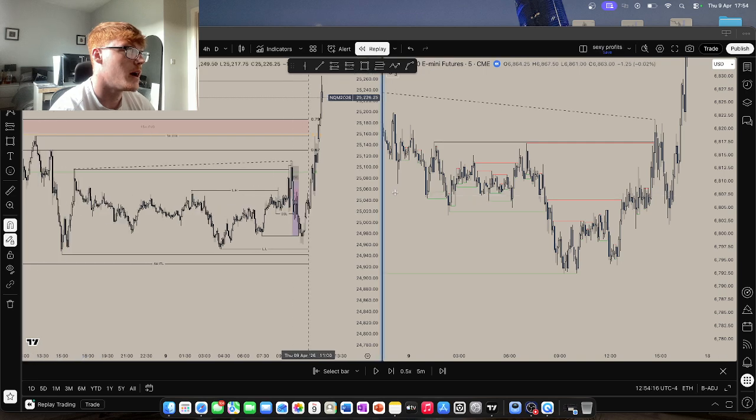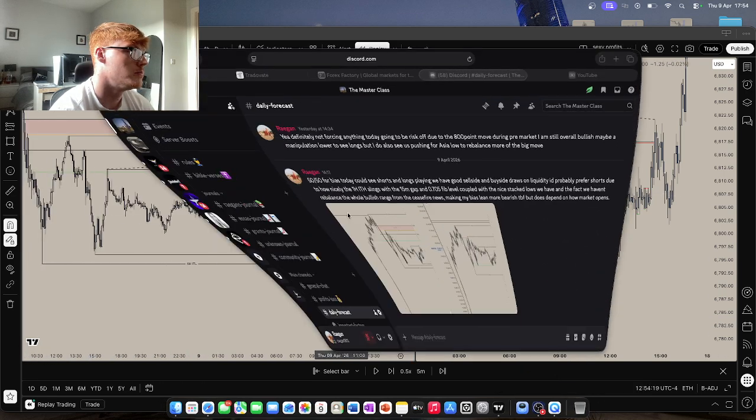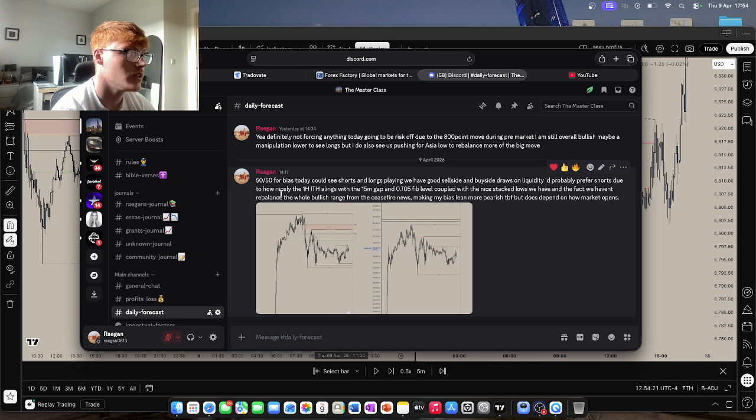Coming in today, bias was 50-50. I was leaning both bullish and bearish, leaning more bearish overall due to the LR down here, and these key levels up here look very nice to short off of. So what I said in the Discord was 50-50 for bias today. I can see shorts and longs playing out, just we have good sell side and good buy side draws and liquidity.